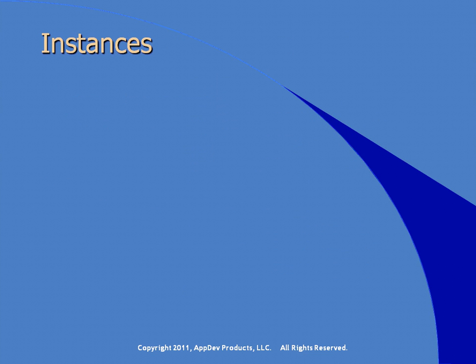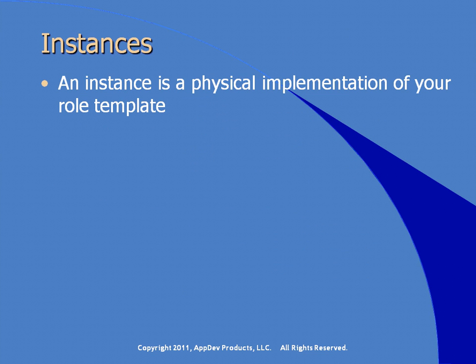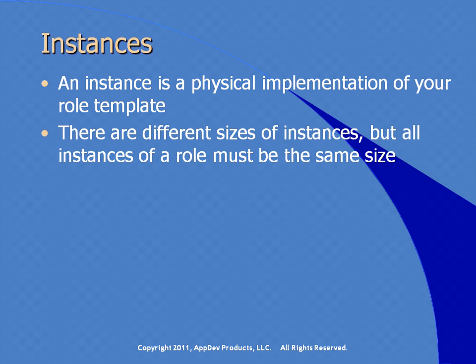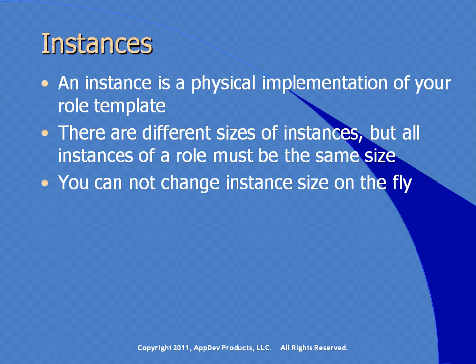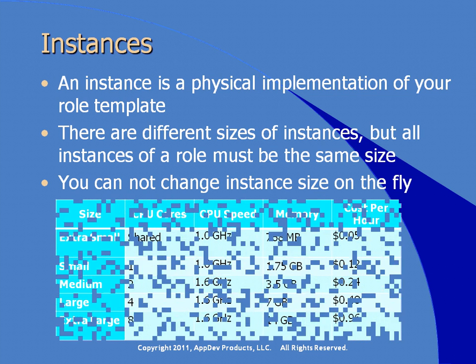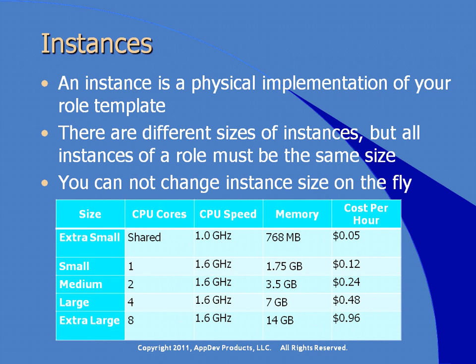In the context of a VM role, an instance is a physical implementation of your image. Windows Azure provides different sizes of instances, but when running multiple instances, they all need to be the same size, and you cannot change an instance size on the fly. Instance sizes range from extra small to extra large, with each size differing in the number of CPU cores and the memory available to you for that instance. So with that, let's take a look at creating and uploading a VM role.